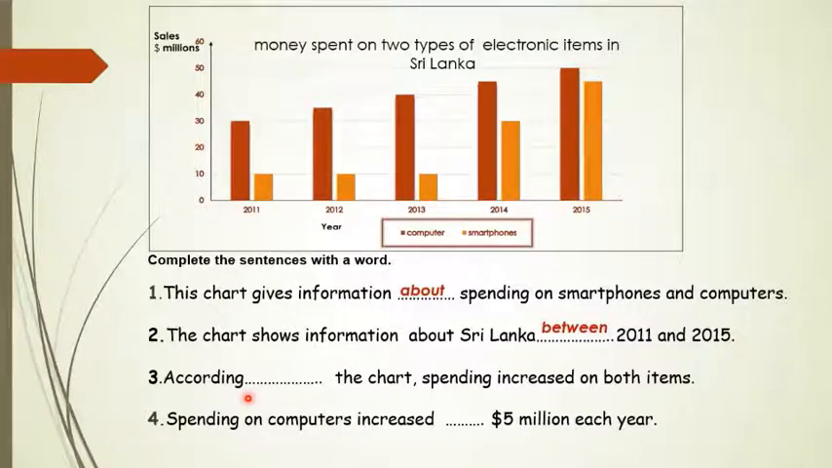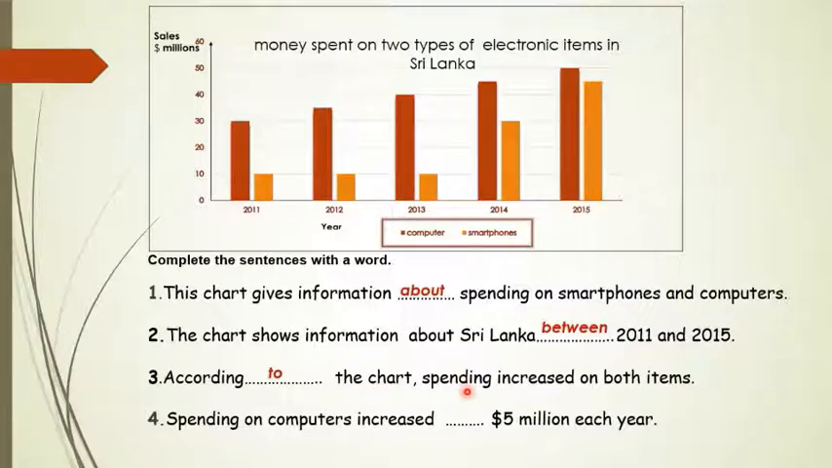Then the third one. According blank the chart, spending increased on both items. Now it's obvious that we could see here computers, the spending increased. Again smartphones, you could see there's an increase. Well, so according, yeah, the word should come now. Come on. According to the chart, correct. According to the chart, spending increased on both items.